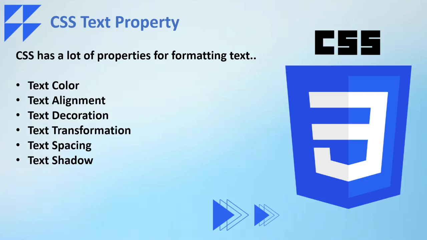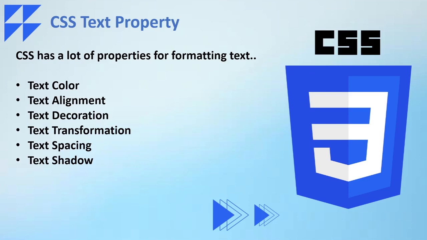Hello guys, so now let's look at some of the properties that we can apply on text in CSS. CSS has a lot of properties for formatting a given text. The properties are text color, text alignment, text decoration, text transformation, text spacing and text shadow. These are the many properties that we can apply on text.